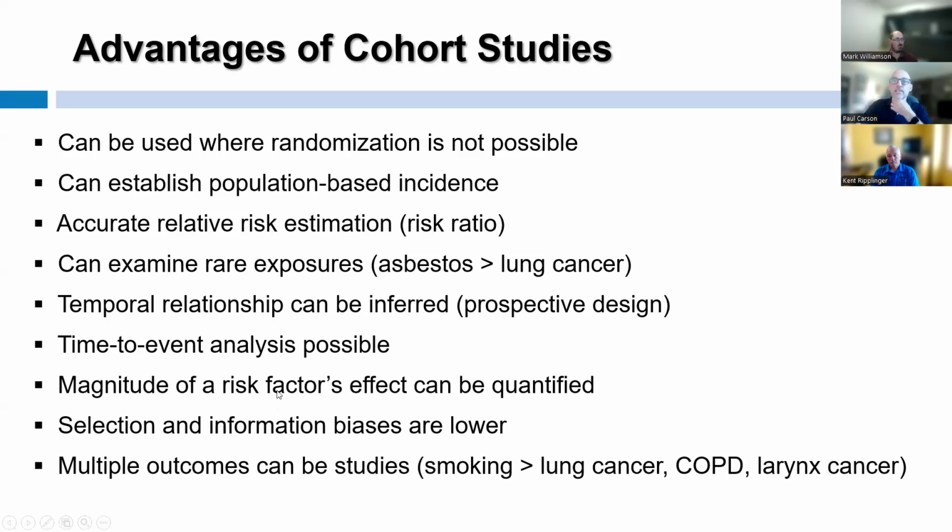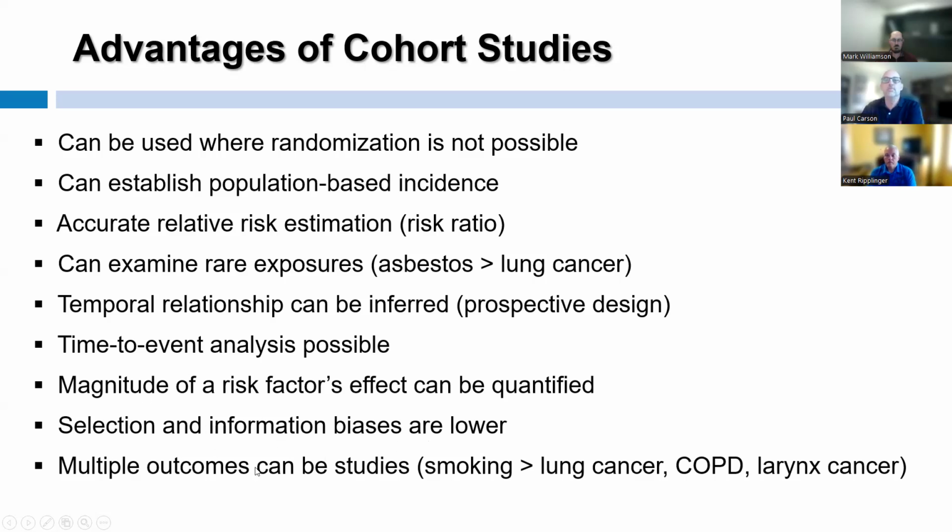I can get a magnitude of the risk factor. Heavy smoking seemed to be a lot more than light smoking. So there was a dose effect there. These tend to have lower problems with bias. It doesn't eliminate bias, but it tends to be lower, especially in the prospective study design. So selection and information biases tend to be less.